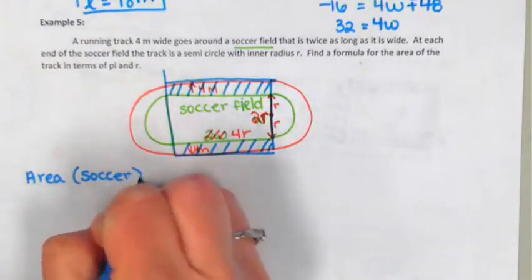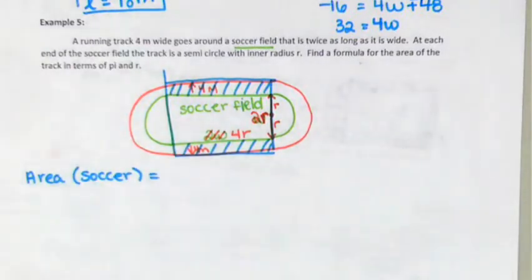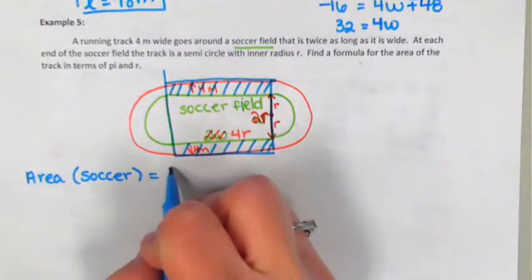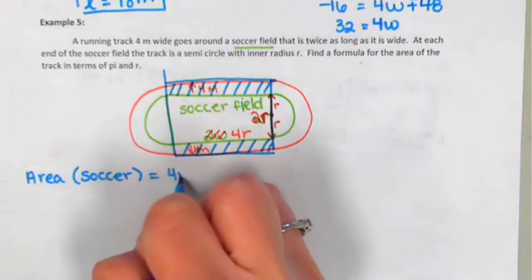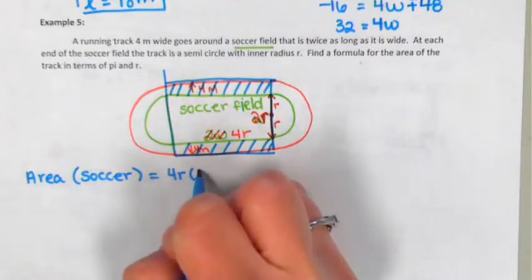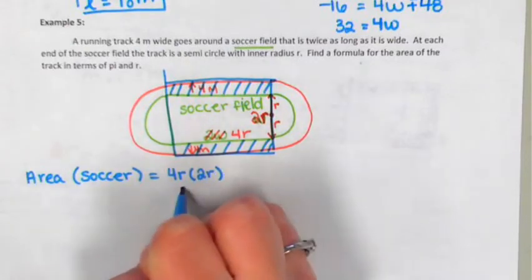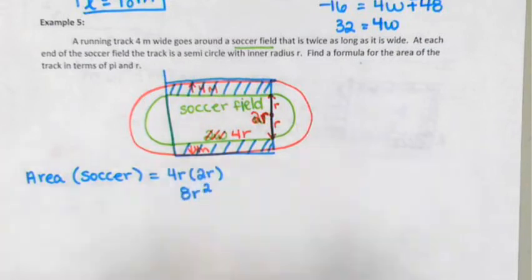You guys okay with that? All right, so what's my length of my soccer field? 8R. Okay, you found the area, but what's my length? 4R. What's my width? 2R. So my area would be 8R squared. Okay. You guys okay with that?